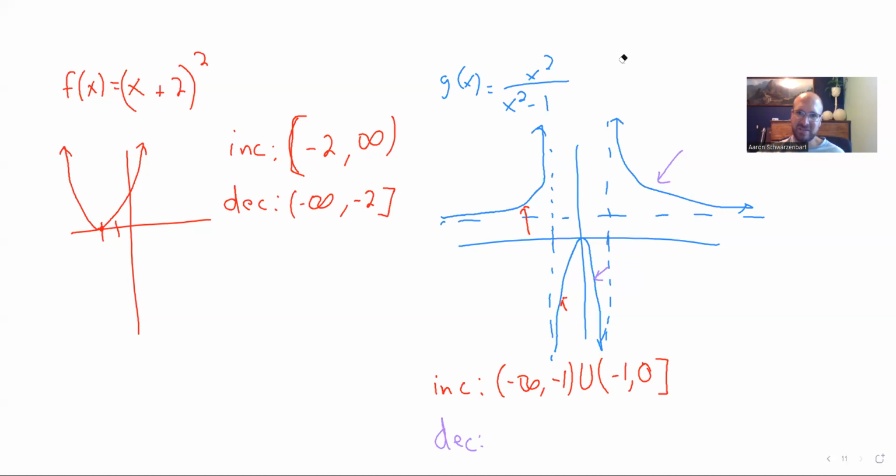Again, this is now my first part is 0 to 1. But I'm again including 0 because that's a valid point. 1 is not included because it's an asymptote. And then again, it's decreasing in the second part from 1 to infinity.